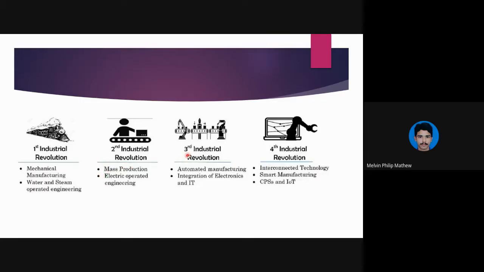Then comes the third industrial revolution, wherein it integrated automated manufacturing systems and then the electronic and IT fields. So automated manufacturing systems replaced man labor. Man labor was replaced by automated manufacturing systems, which handled the operations that were done by human labor, and it created various products and distributed them.